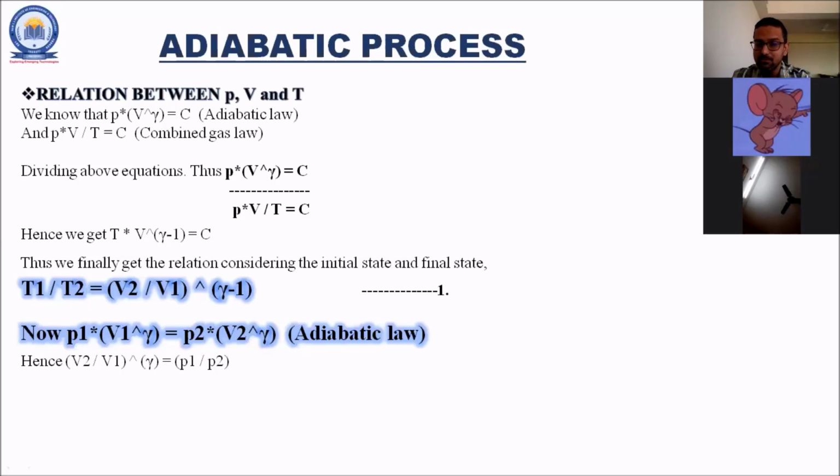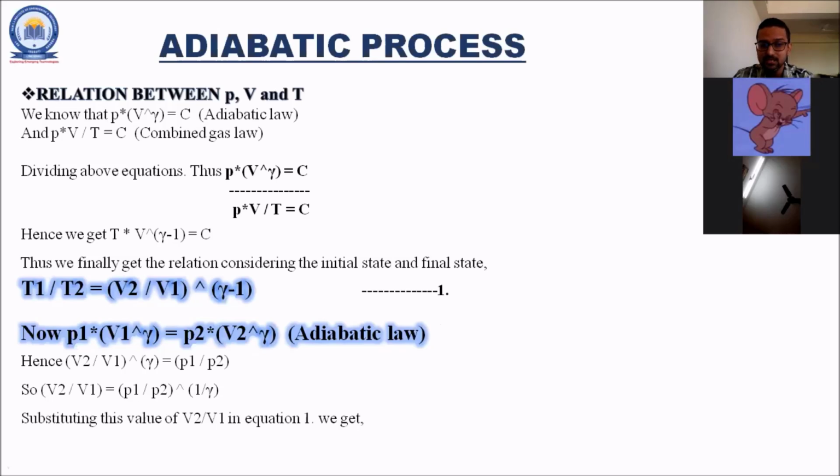Removing the term raised to gamma, transferring it on the other side, I can write down V2 by V1 is equal to P1 by P2 raised to 1 by gamma. Substituting this value of V2 by V1, that is equal to P1 by P2 raised to 1 by gamma, in equation number 1, finally I will be getting the relationship between the temperature and pressure, that is T1 by T2 is equal to P1 by P2 raised to gamma minus 1 divided by gamma.